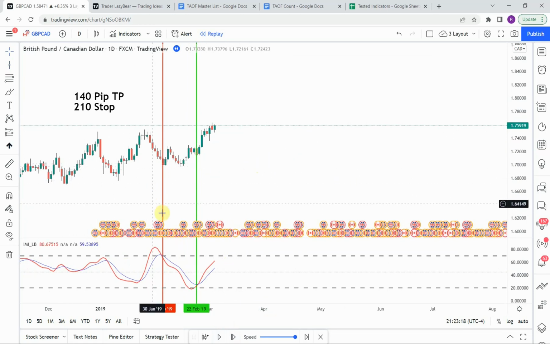All right, so the second signal that we pick up is a long signal right here. We get a cross to the downside just barely, then it moves back up, crossing back up right here. And we get a really nice push to the upside there, which does come up and get us to our take profit. Let's go ahead and continue on.